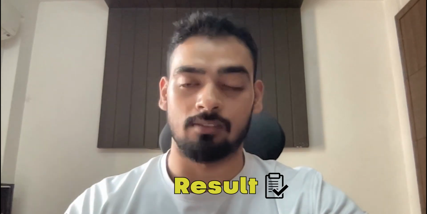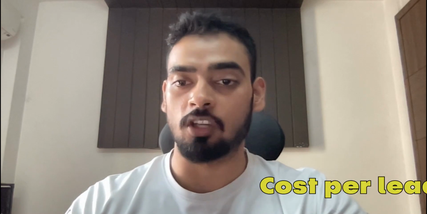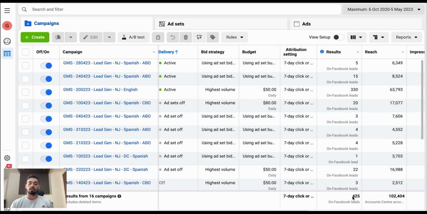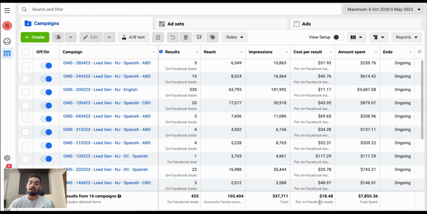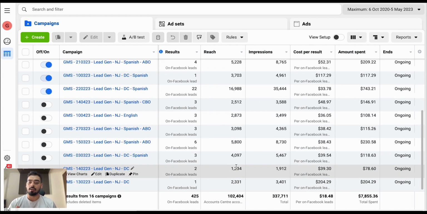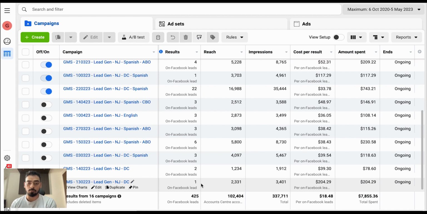The first important metric that we need to look at is the result, which is going to be cost per result, Facebook leads, cost per lead, whatever you are going to call it, it's the same thing, right? As you can see here, we have produced about 425 leads, and the average cost per lead is $18. But you can see some of the campaigns have higher, lower, all different types of cost per leads.